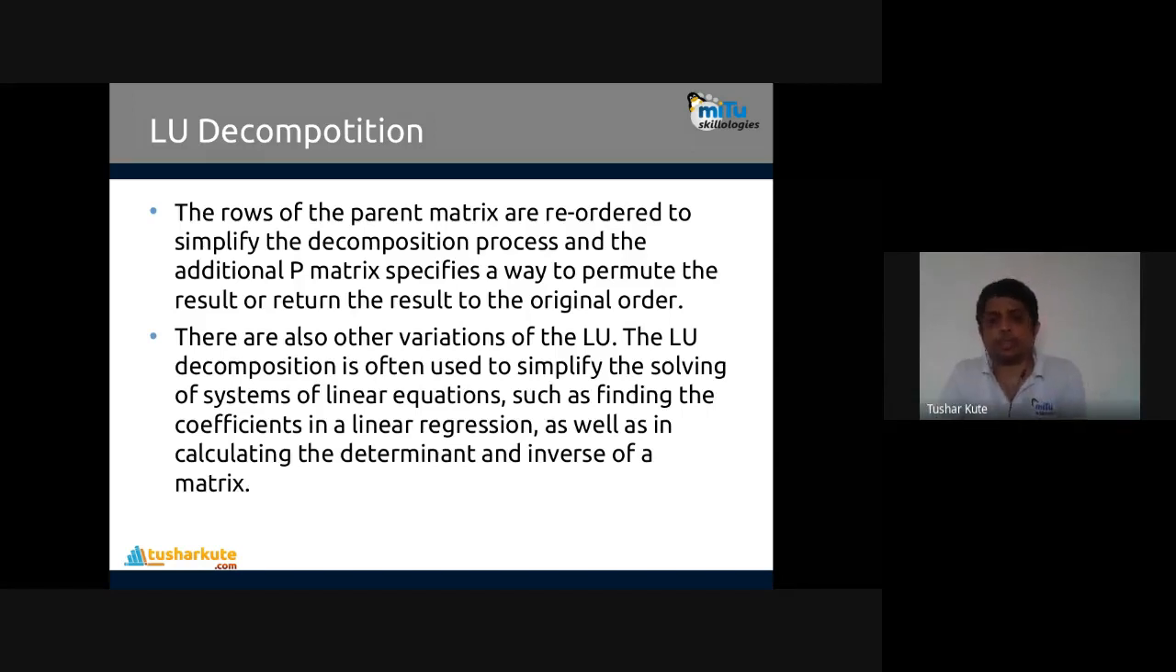Meaning your slope. Basically in linear regression the coefficient is multiplied, that slope is multiplied, as well as in calculating the determinant and inverse of the matrix. Just like we have seen the common idea of factorizations, it is focused on that. If you have to calculate the determinant of the matrix, or the inverse of the matrix, this operation will help you do so. Remember, that is LU decomposition.